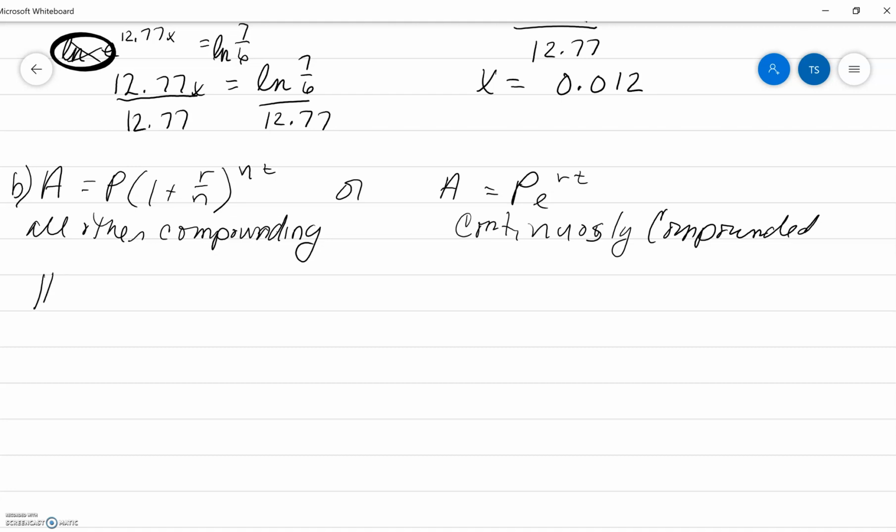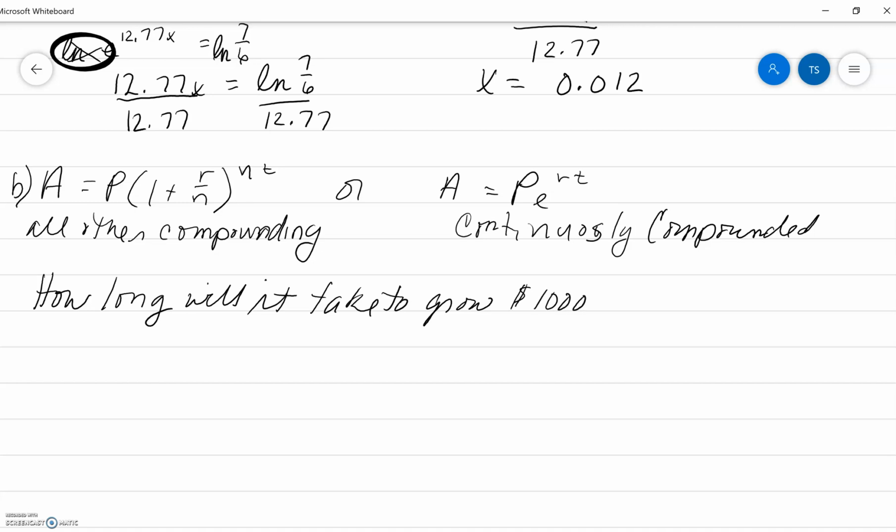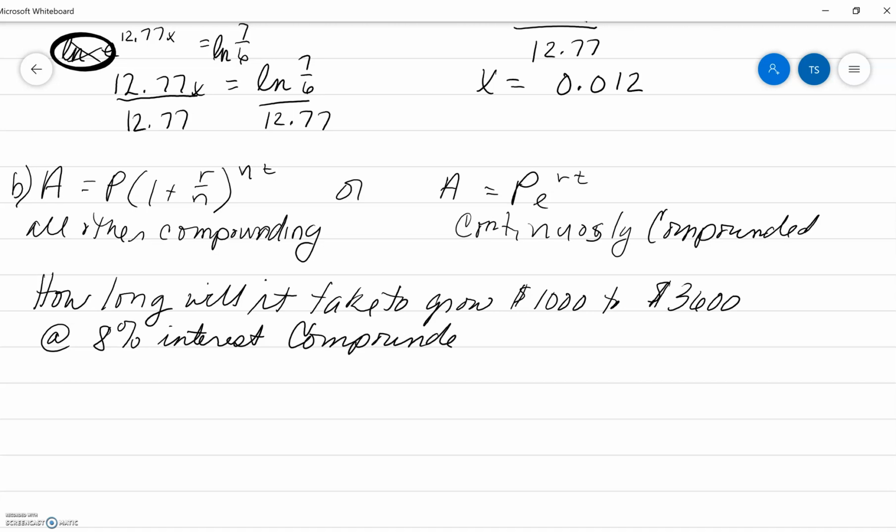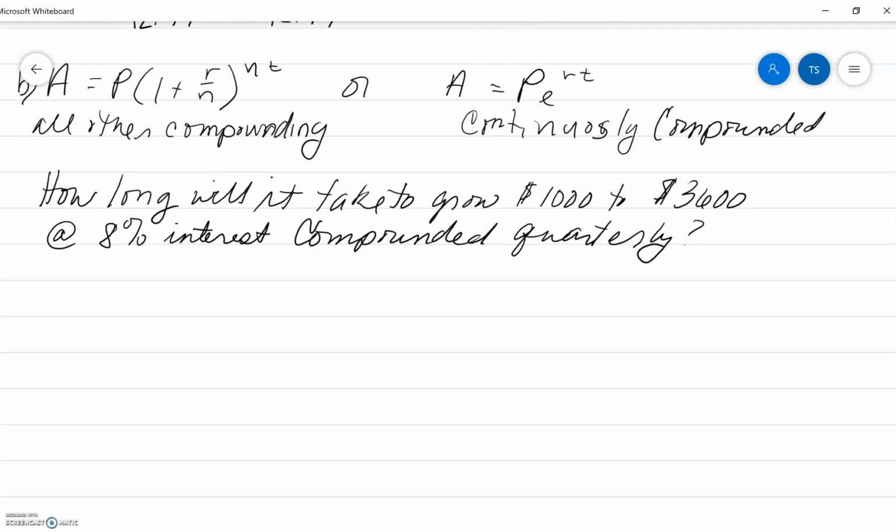Ultimately, we're going to answer this question: how long will it take to grow $1,000 to $3,600 at 8% interest, compounded quarterly? Okay, so that's what we're solving here.